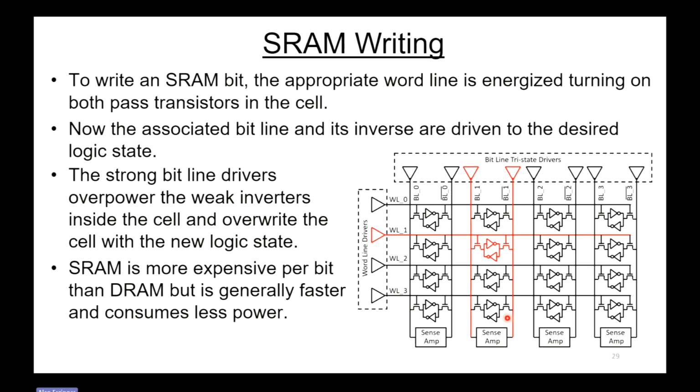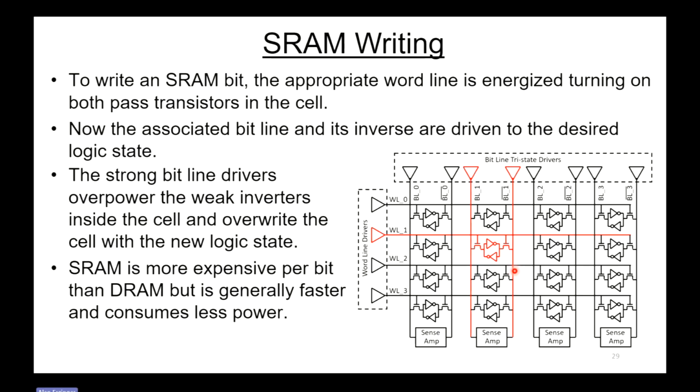To write an SRAM bit, the appropriate word line is energized, turning on both pass transistors. Now the associated bit line and its inverse, bit line bar, are driven just to the desired logic state you want. And the strong bit line drivers can overpower the weak inverters inside the cell and overwrite the cell to the new logic state that you want.